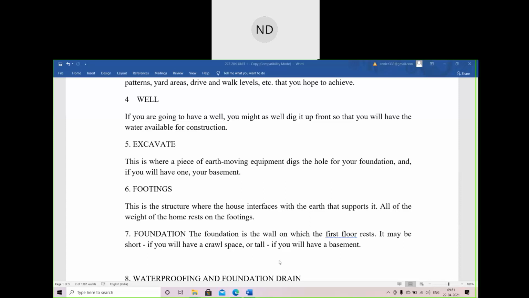Okay, your foundation can be short when you have a crawl space, and if you have a basement, suppose you're constructing a building and you want a basement for parking or for swimming, whatever purpose, that means you want a level below the ground. So obviously the height of the foundation will be more, yes or no, because you will have a basement below the ground, right? Yes, ma'am. Like in our ADTU we have -3, -2, -1, these are all below the ground levels, so obviously our foundation is very tall. Okay, yes, ma'am. So thank you.